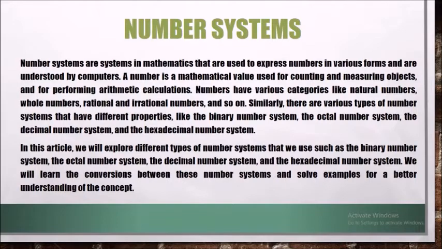Similarly, there are various types of number systems that have different properties, like the binary number system. We also have the octal number system, the decimal number system, that's the one that we are using today, and the hexadecimal number system. Do not worry about them, we're going to talk about them one by one today. In this article, we will explore different types of number systems that we use, such as the binary, octal, decimal, and hexadecimal number systems. We will learn the conversions between these number systems and solve examples for a better understanding of the concept.